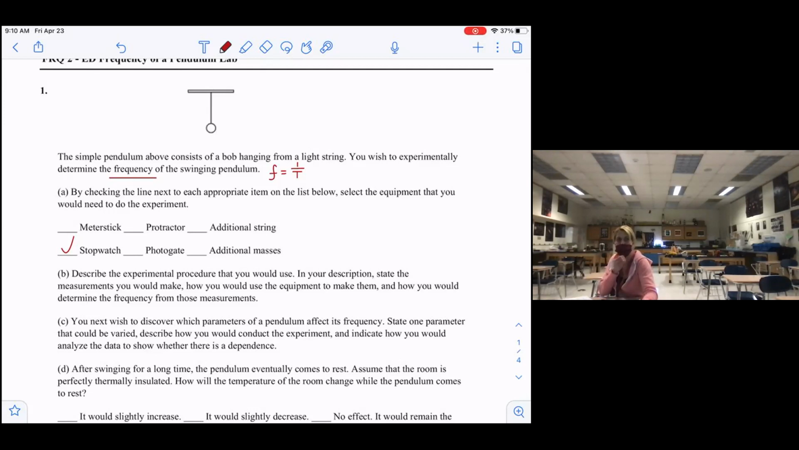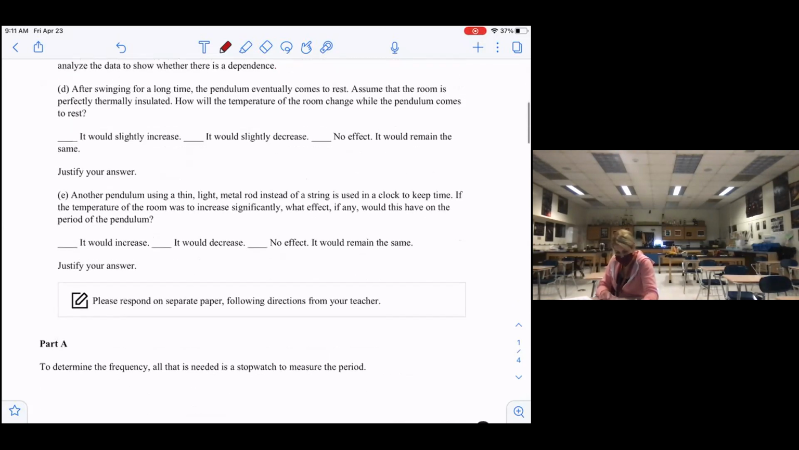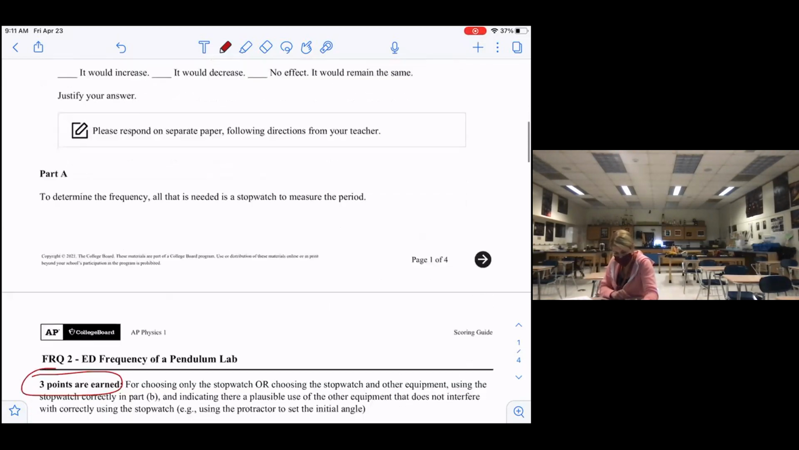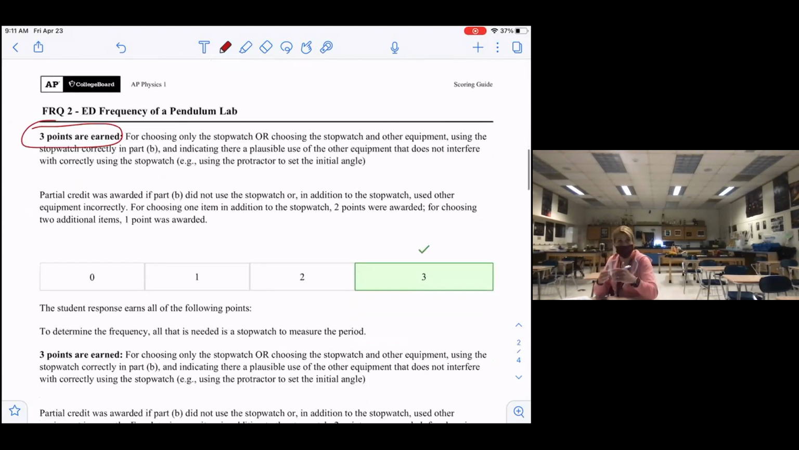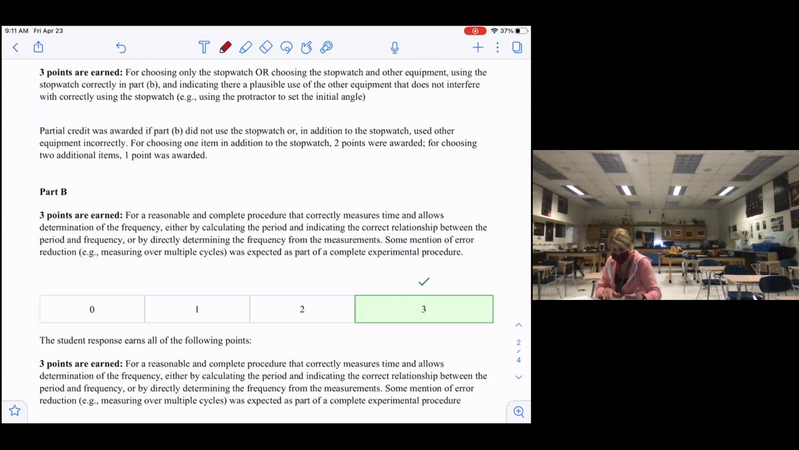But for that error thing, one quick sentence is sufficient on the AP test. So don't do more than that. Okay, so as we look at how this is scored here, part B, and then we're going to have to go back and review part A as well with this.